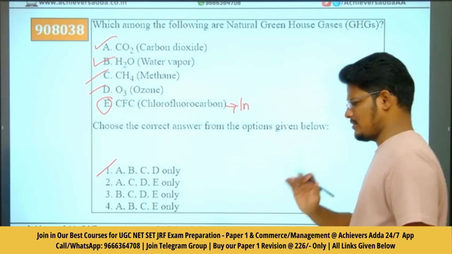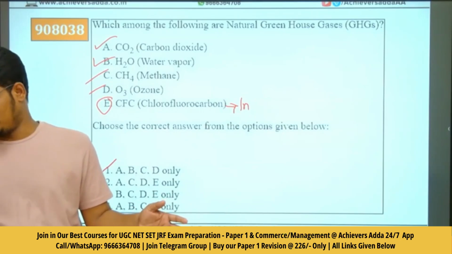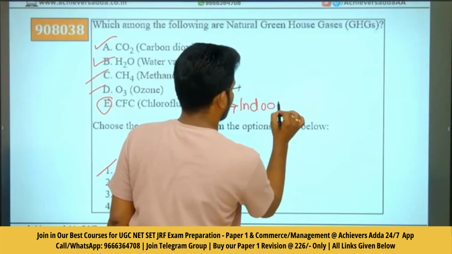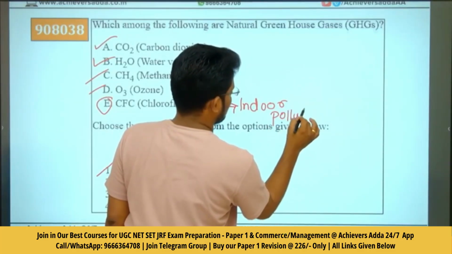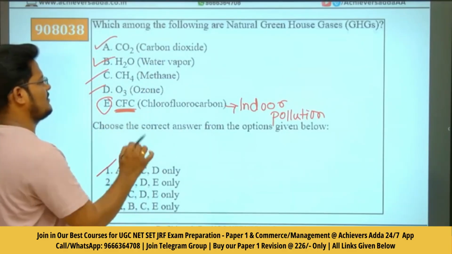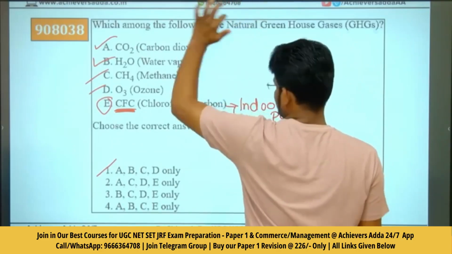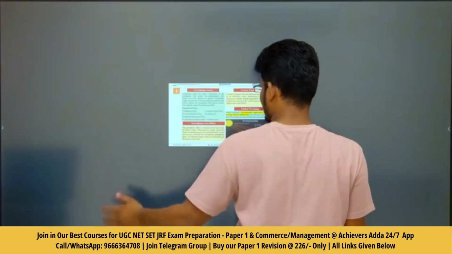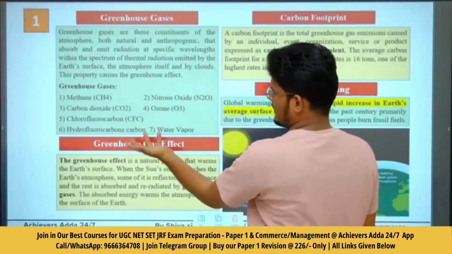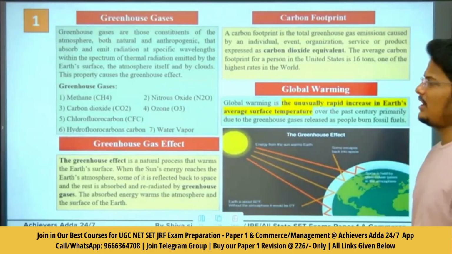This is coming from the ACs and refrigerators. Inside the house, it is indoor pollution. It's an indoor pollutant, which is inside the home from the ACs, refrigerators. It's a man-made type, not a natural one. Man-made, CFC. That's why only A, B, C, D are natural greenhouse gases. CFC is also a greenhouse gas. If you look at methane, N2O, carbon dioxide, ozone, CFC, water vapor, HFC, all are greenhouse gases, but the natural ones are those other than CFC.